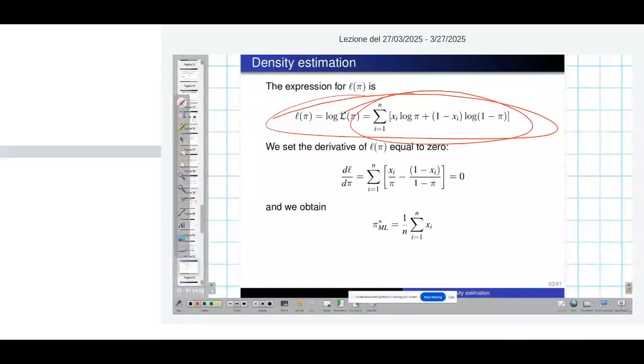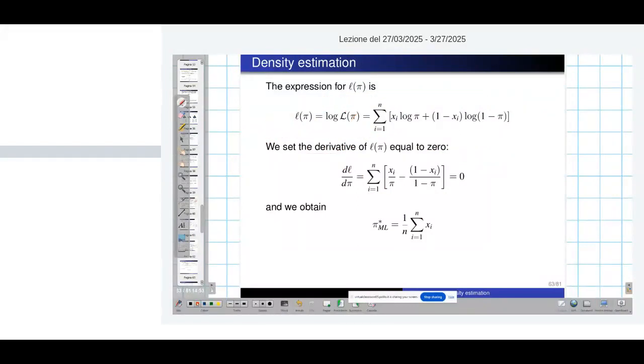Now, this expression is easier to work with because we can take its derivative. We know how to take the derivative of a logarithm. It's easier to work with than the derivative of a power that we then need to set equal to 0 and so on. In this expression, to find the optimal, we set the derivatives equal to 0. And then we look for the solution.